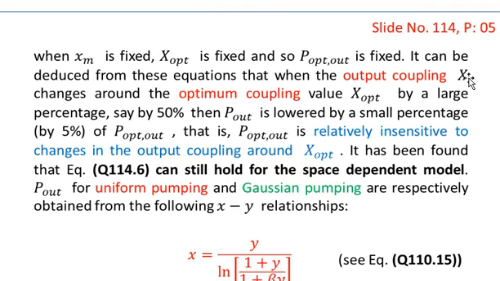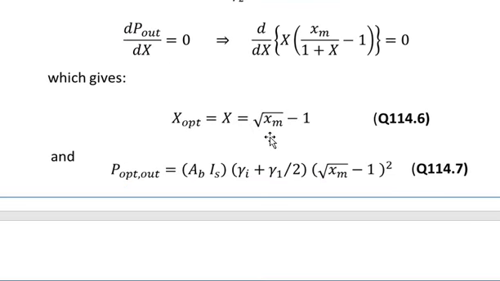So if you change capital X by a value in the vicinity of the optimum X value, then of course the changes to the output power, which is the optimum output power, will be very small. It has been found that the equation number 6 can still hold for space dependent models. That is equation number 6 that we have derived for the space independent model for a 4-level laser system is also applicable to space dependent models for 4-level laser system.